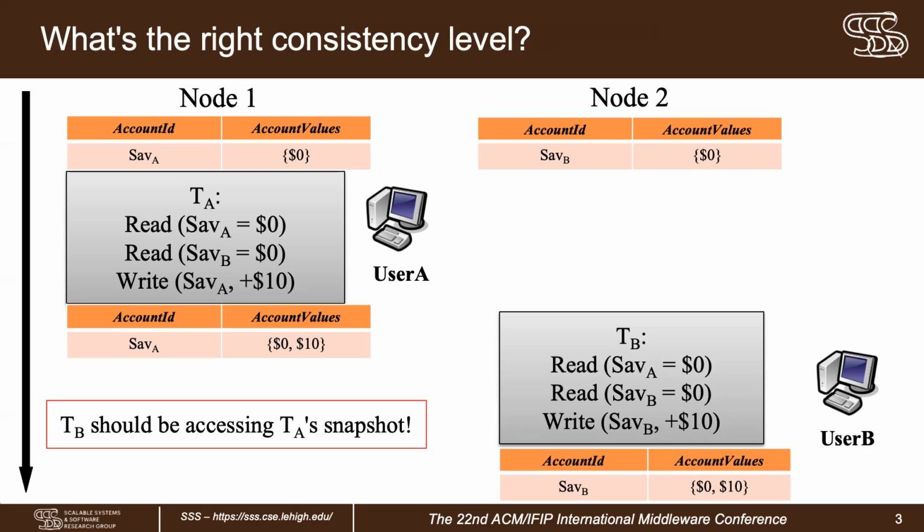Later, after TA is committed, TB starts by user B and it reads saving account A and saving account B, and it finds no money there. So user B deposits $10 in saving account B. So at the end, we have $20 in total in saving account A and saving account B, and this wasn't desirable. Therefore, TB should access TA's snapshot.